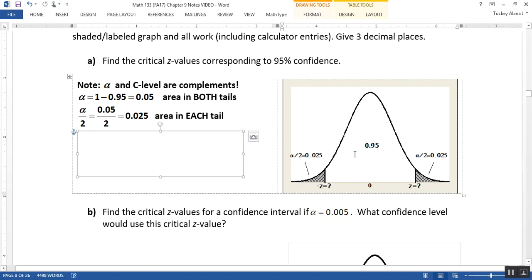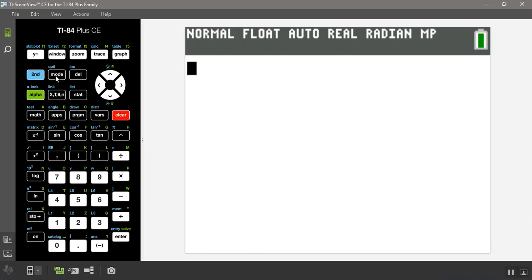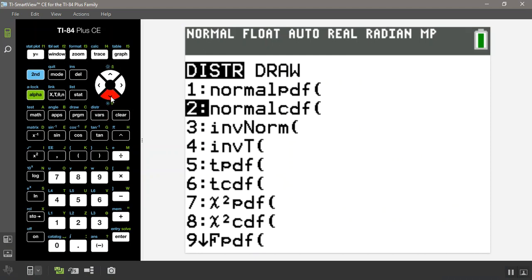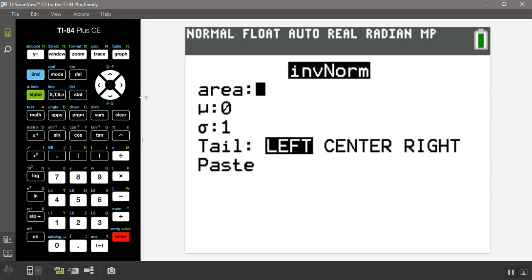Okay, so then what are those negative z alpha over 2 and positive z alpha over 2? Well, we have to find that with inverse norm. So let me pull up a calculator. Let me remind you about inverse norm. It's above the distribution menu. So if I look at number 3, inverse norm, and I want the left tail area, so I'm going to go 0.025. That's the area in my left tail.